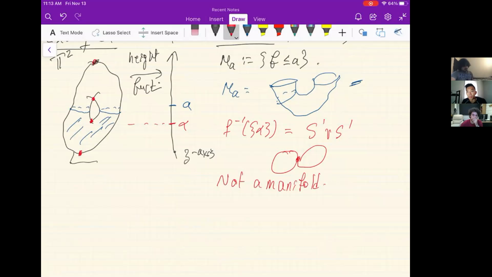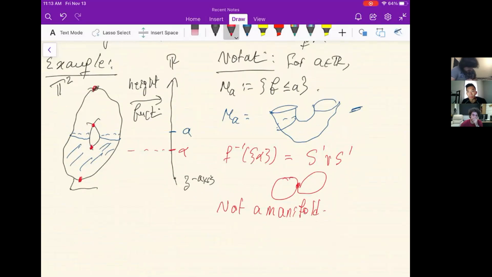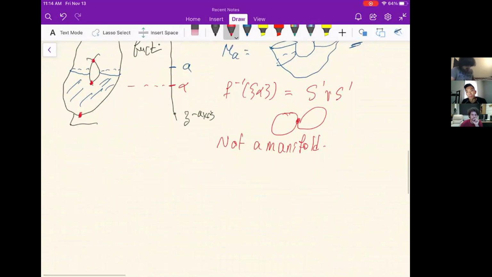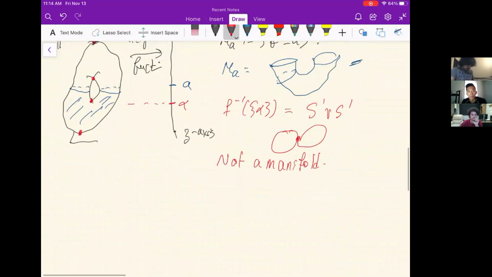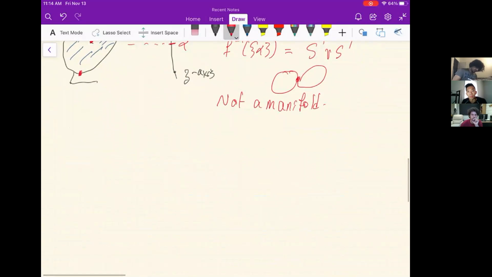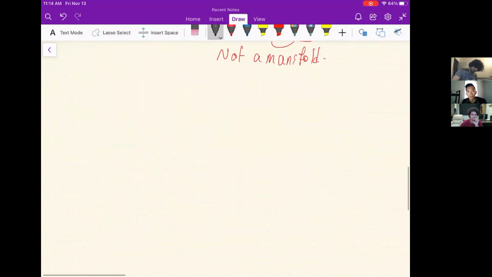So basically, what's happening here? We know that at points that are not critical, the pre-image or sublevel set gives me a manifold, but at critical points, the topology gets fuzzy. I can have critical points where the pre-image is actually not a manifold. So let us try to organize our ideas, by this remark.